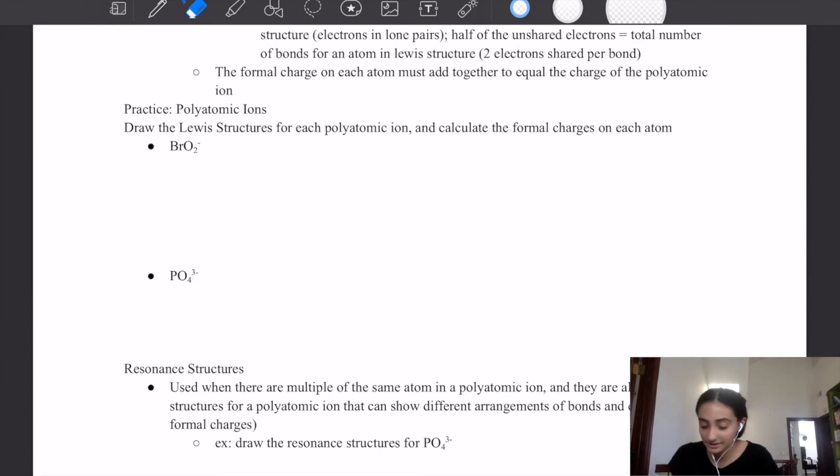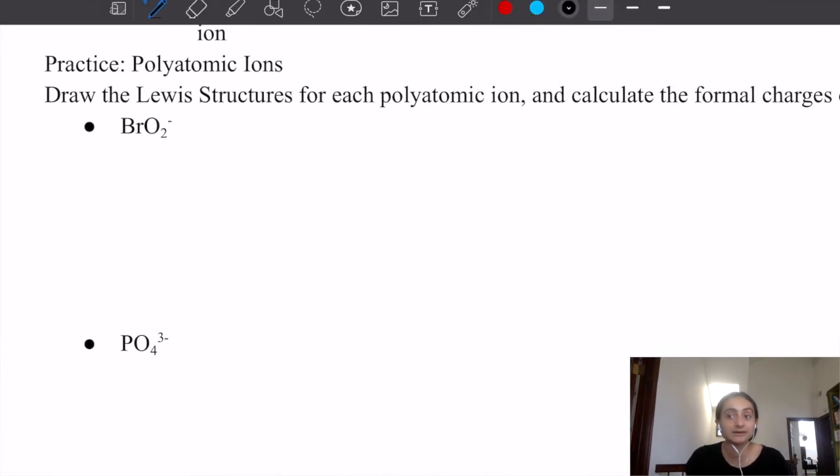Okay, so our first example with polyatomic ion Lewis structures is going to be BrO2-. Bromine can have an expanded octet because it can put extra electrons in the d orbitals, which is something you'll learn more about in AP Chemistry, but we're going to do this Lewis structure anyway. So it's going to have a -1 charge, which means there's going to be 1 electron to add. So I'm going to draw the Lewis structure. Bromine has 7 valence electrons. Oxygen has 6.